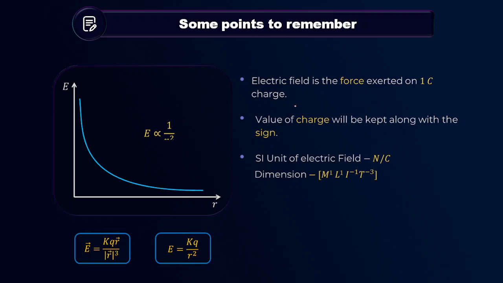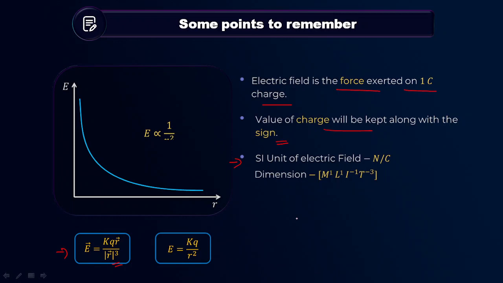Now, next is, suppose we have one point charge and we want to draw a graph between electric field and separation. So electric field is the force experienced by 1 coulomb charge. The value of the charge will be kept along with the sign. Then only we can write. So E is KQ R by R cube. Here Q we have to write with sign. If it is a positive charge, plus. If it is a negative charge, then minus. That means the direction of the electric field will get reversed.